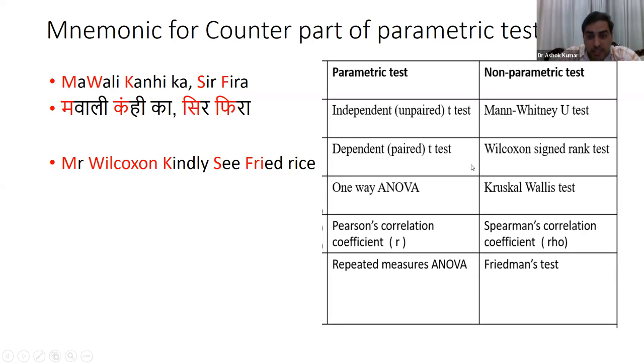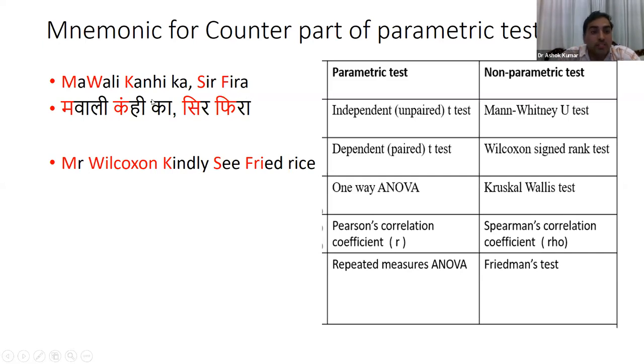For the dependent t-test, it is the Wilcoxon signed rank test. You can see W for Wilcoxon. And for one-way ANOVA, it is the Kruskal-Wallis test, K. For Pearson correlation, it's the Spearman correlation coefficient, S. And for repeated measures ANOVA, it's the Friedman test, F.